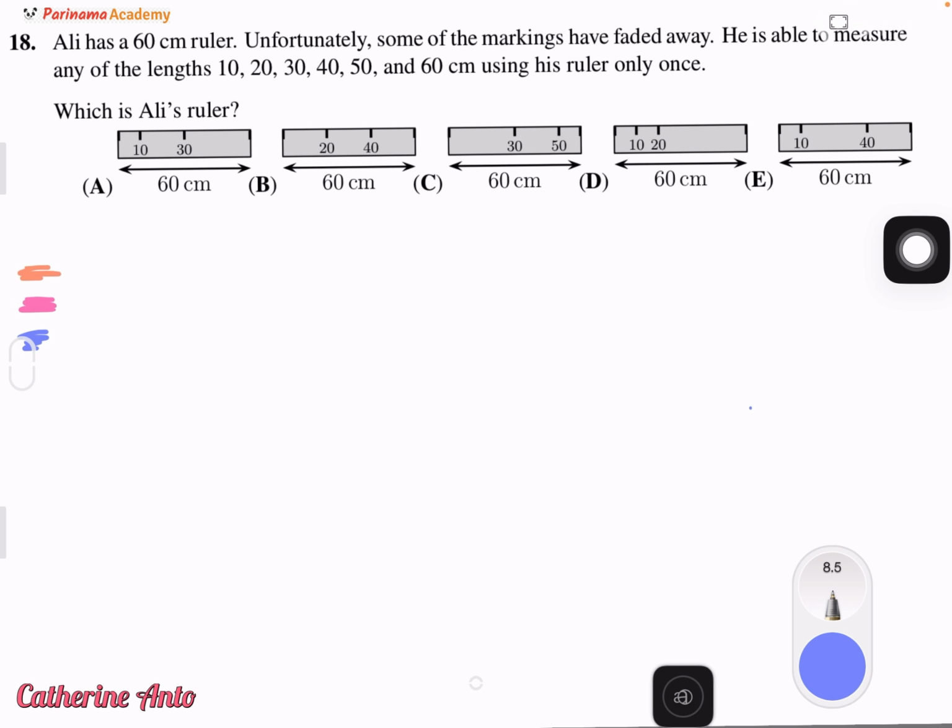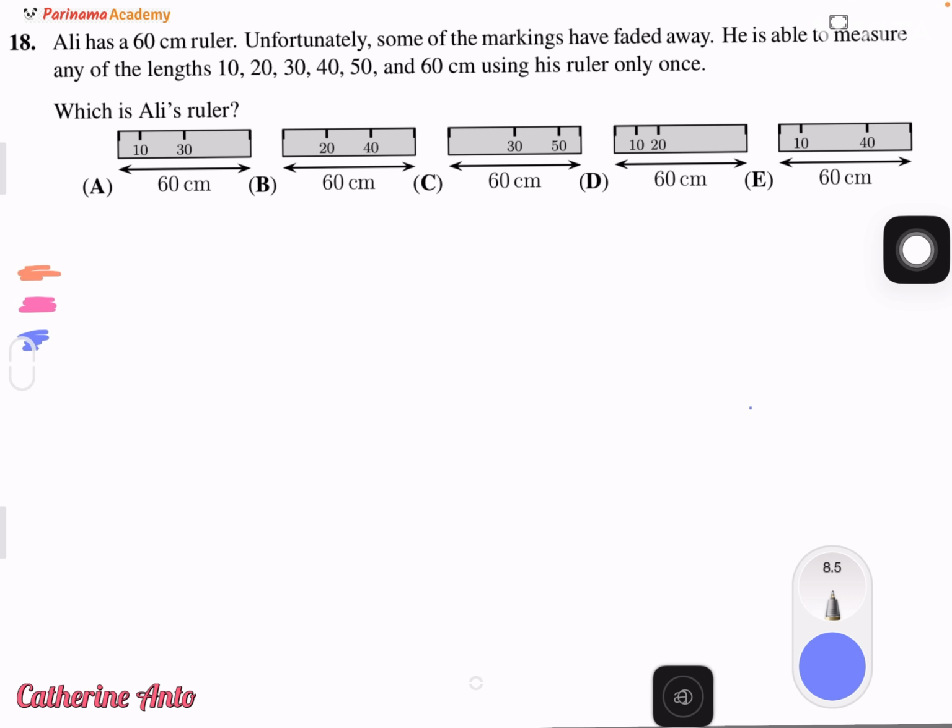Ali has a 60 centimeter ruler. Unfortunately, some of the markings have faded away. He is able to measure any of the lengths 10, 20, 30, 40, 50, and 60 using his ruler only once. Which is Ali's ruler?